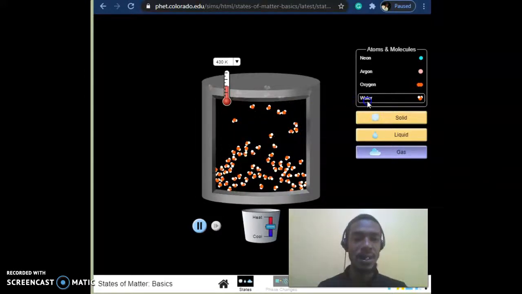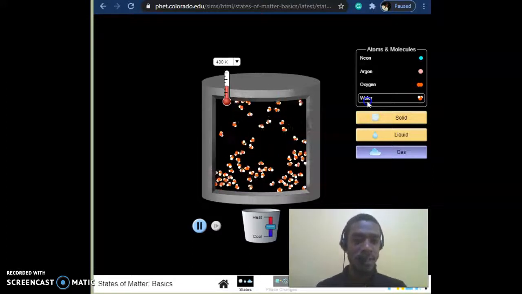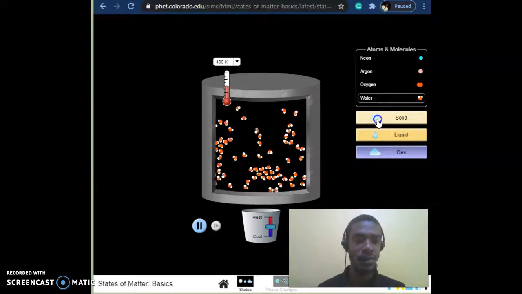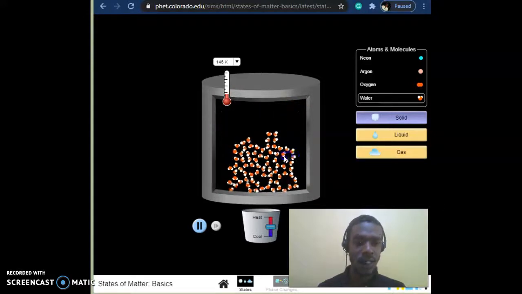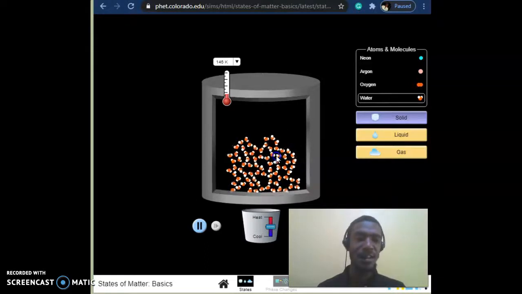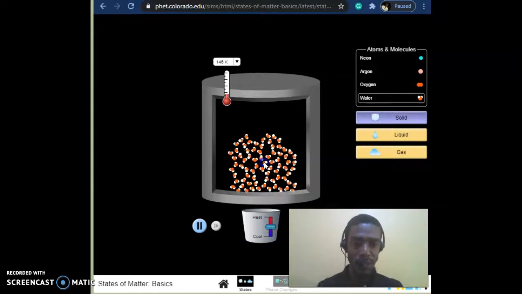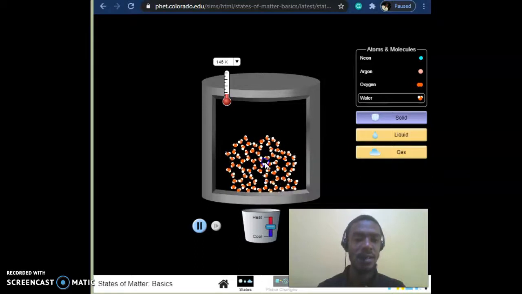Alright, so let us look at what happens now in different states of matter and how they behave. Let's start with solid, and we're using the water molecule. This is what a cube of ice would look like under a microscope. We see that the molecules are moving, they are vibrating. They aren't able to move freely, but they are still able to vibrate. So according to the particle theory of matter, even in solids there is movement.